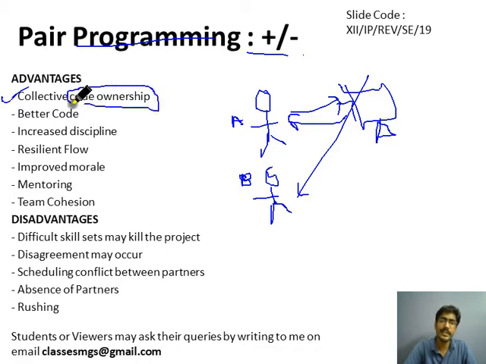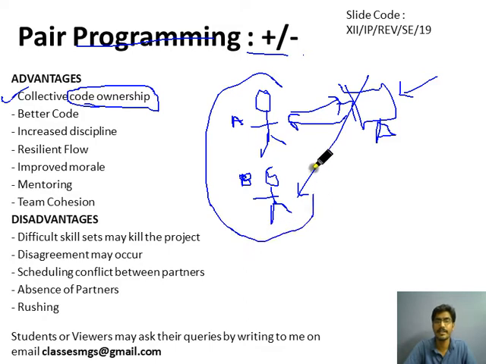The code written by the developers for a particular task or software will have collaborative ownership, meaning both have ownership of the code. Better code will be written. How is it possible that in pair programming better code will be written? Let's suppose I write the statement a equals 2 and b equals 3.